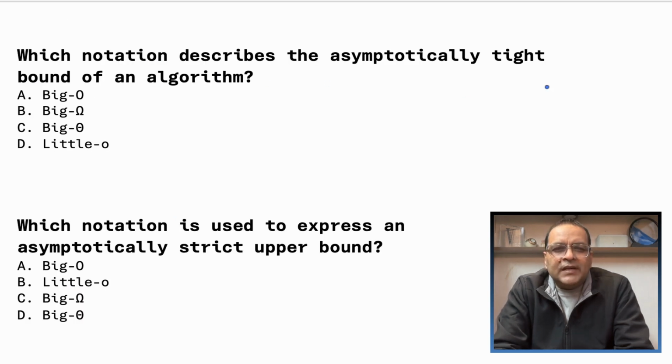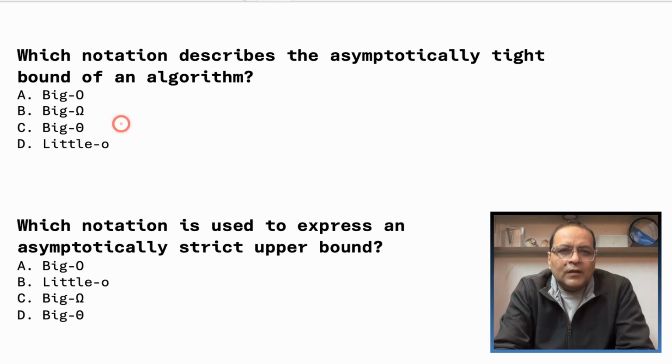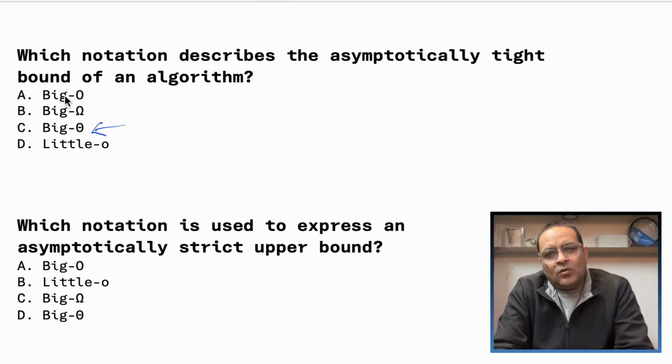Which notation describes the asymptotic tight bound of an algorithm? Asymptotic tight bound is theta, because theta provides both upper bound and lower bound. The tighter bound is only provided by theta, because big O and little o provide the upper bound, and omega and little omega provide the lower bound. Which notation is used to express an asymptotically strict upper bound? If it is strictly greater than, it has to be little o.